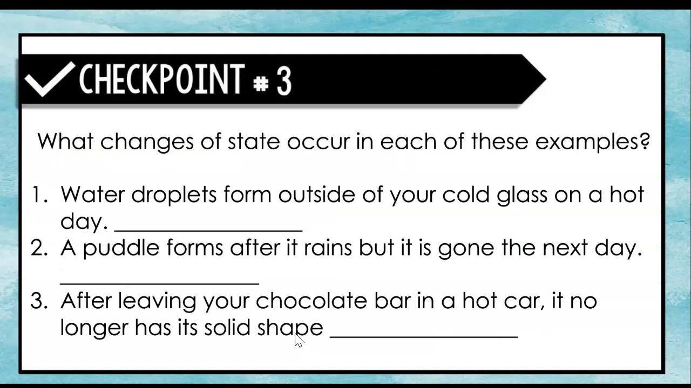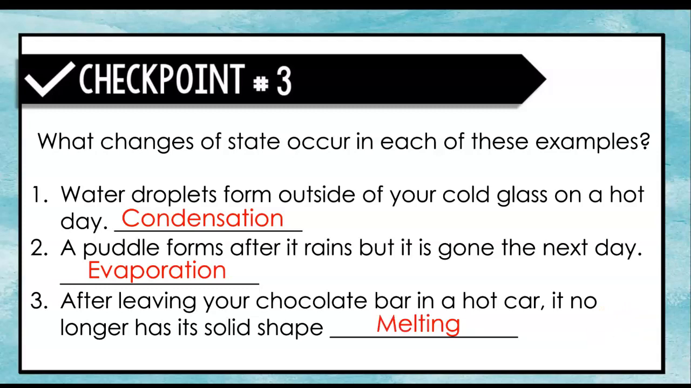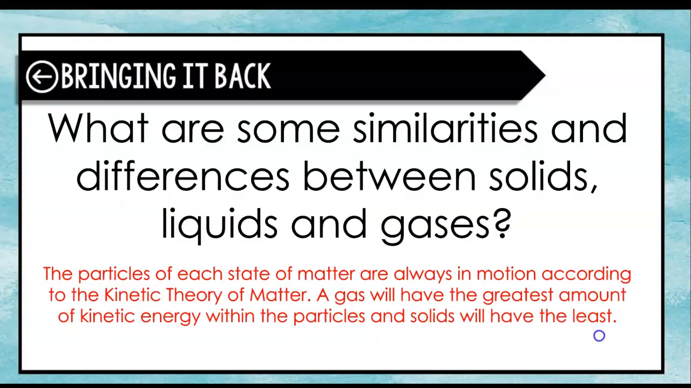Checkpoint 3: what changes of state occur in each of these examples? A water droplet from outside your cold glass on a hot day. That's going from gas to liquid, so that would be condensation. A puddle forms after it rains, but it's gone the next day. Well, that would be evaporation. It's going from a liquid to a gas. After leaving your chocolate bar in a hot car, it no longer has its solid shape. That's going to be melting. It's going from a solid to a liquid.